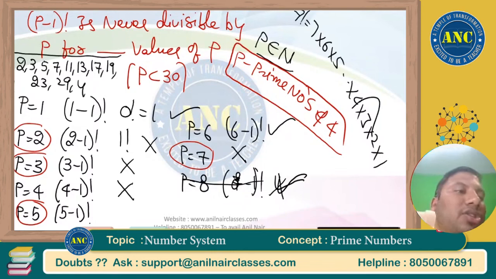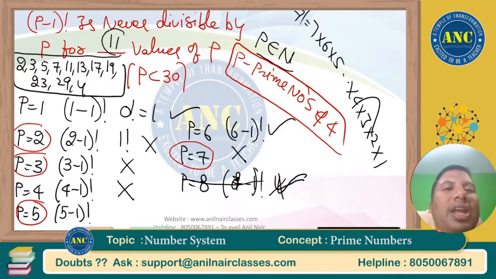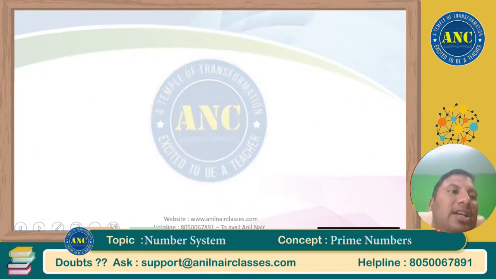These are all the values it will take. How many values? 1, 2, 3, 4, 5, 6, 7, 8, 9, 10, 11. For how many values of p is (p minus 1) factorial never divisible by p? All the prime values of p, and p equivalent to 4. I hope the idea is clear.